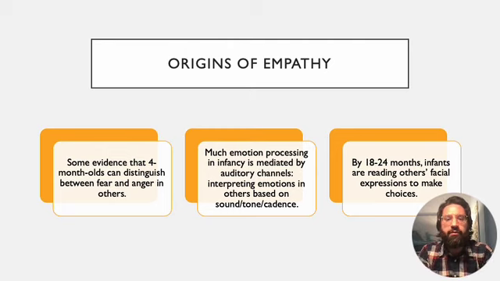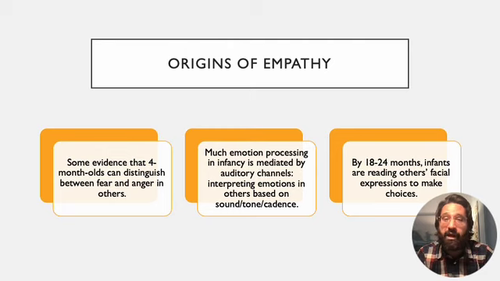And a lot of the emotion processing that happens in early childhood happens through auditory channels. So interpreting emotions in others based on their tone of voice, how fast they're speaking, the pitch and sound of their voice, whether it's loud, shouting versus whispering, that they're taking in information auditorily, through hearing, to start to tell the difference between different kinds and different shades of feelings.